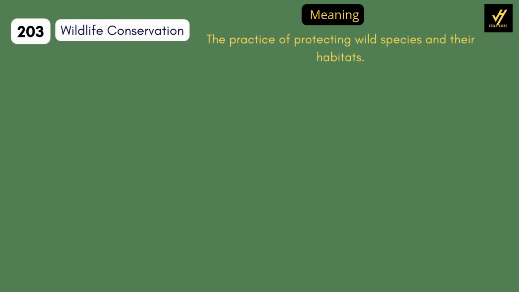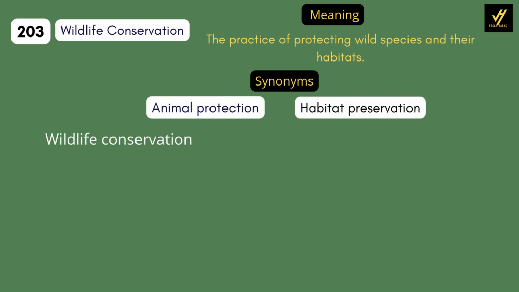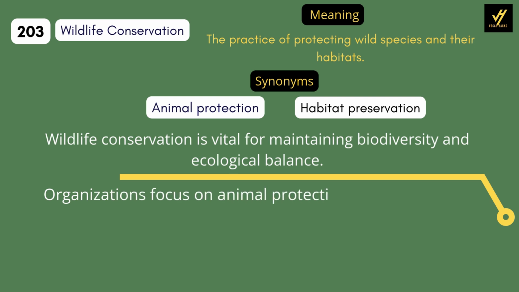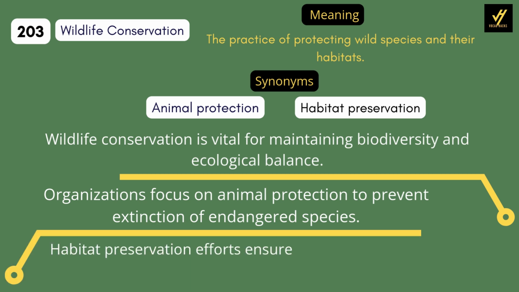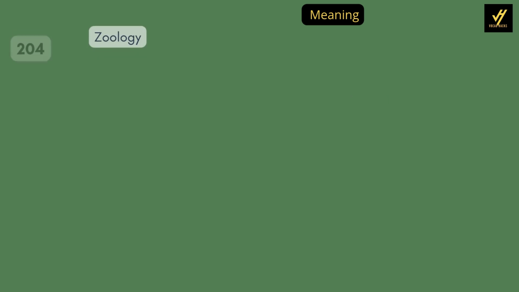Wildlife conservation, the practice of protecting wild species and their habitats. Animal protection, habitat preservation. Wildlife conservation is vital for maintaining biodiversity and ecological balance. Organizations focus on animal protection to prevent extinction of endangered species. Habitat preservation efforts ensure that ecosystems remain healthy for future generations.